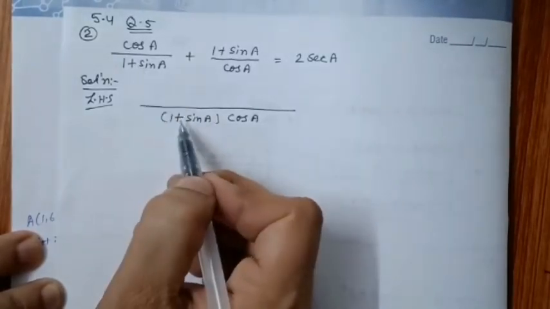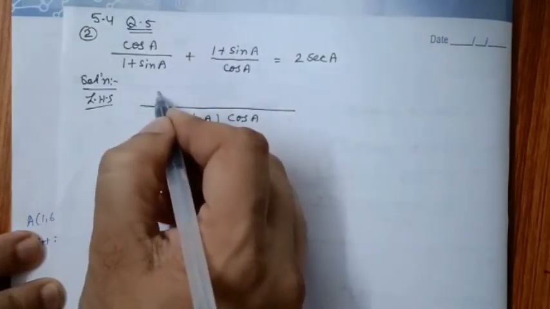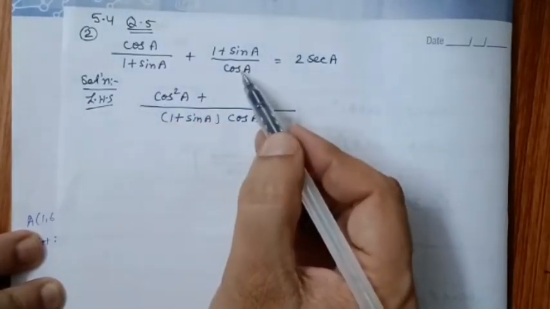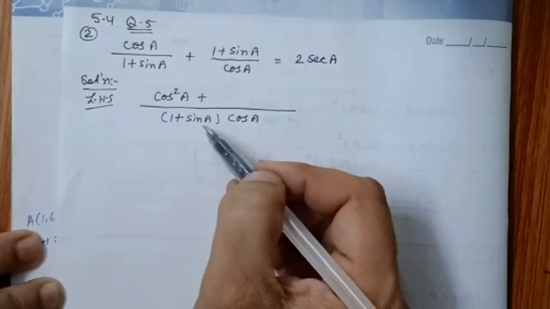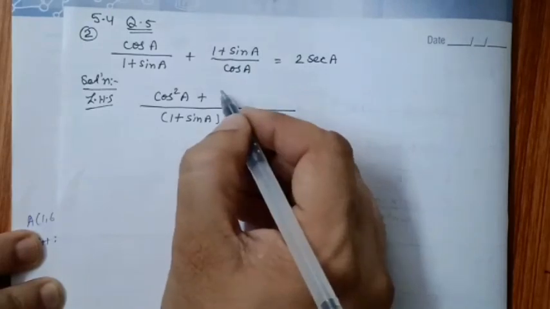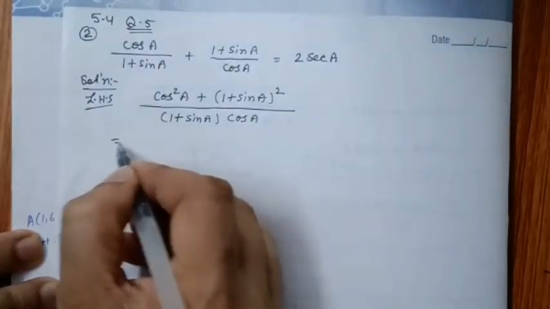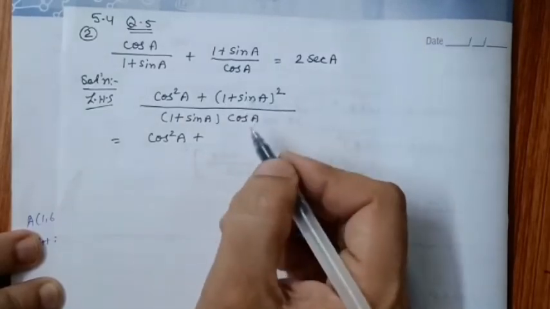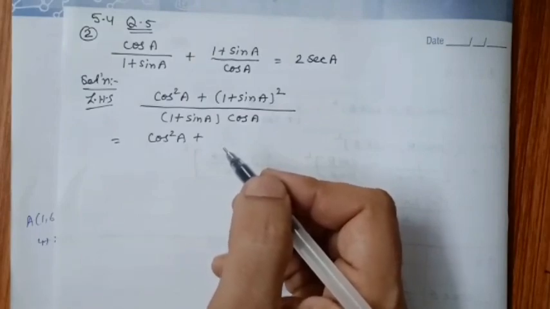See, 1 plus sin A and 1 plus sin A you divide it, then what will come? Cos A. So cos A into cos A, this will be cos square A. Okay, now divide cos A here. You divide cos A, then cos A and cos A cut. What is remaining? 1 plus sin A. 1 plus sin A is already here, and into 1 plus sin A, this will be 1 plus sin A whole square. So this will be cos square A, and this is a plus b whole square. Do you know what is a plus b whole square? That is a square plus 2ab plus b square.